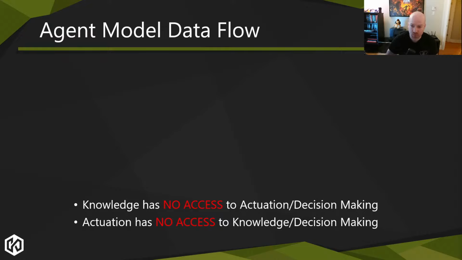It should not happen. Actuation just needs to be told what to do. It has no access to either the knowledge or the decision making because it doesn't need to. If I want to tell a character to move somewhere, it doesn't need to check the knowledge. It doesn't need to check the behavior tree or whatever you have running in the decision making. It just needs to move to the position that I've told it to.